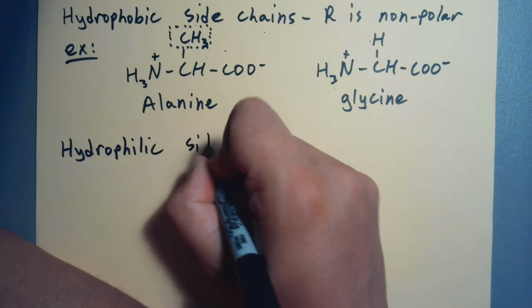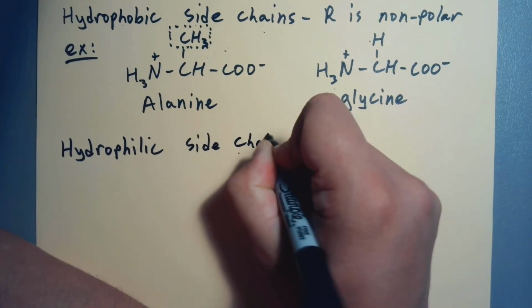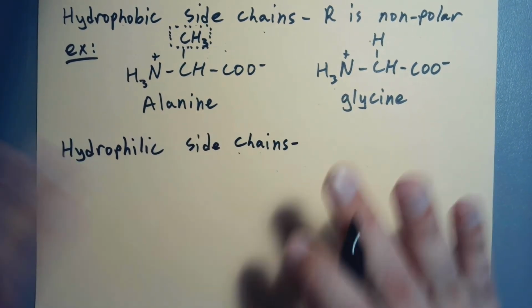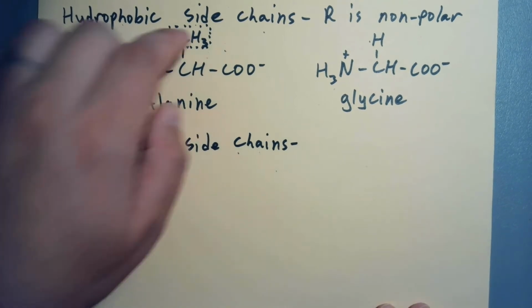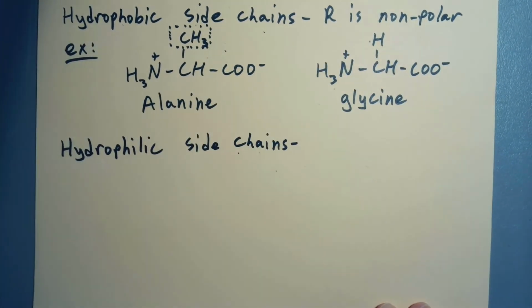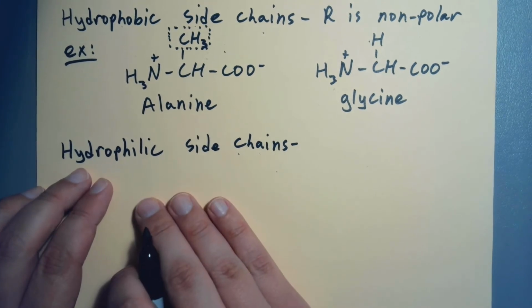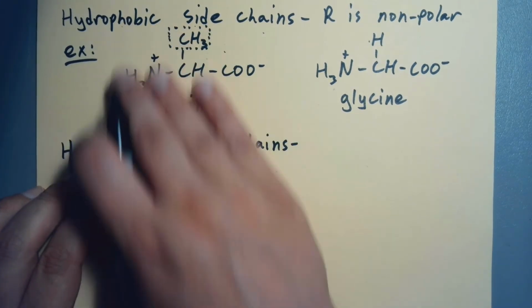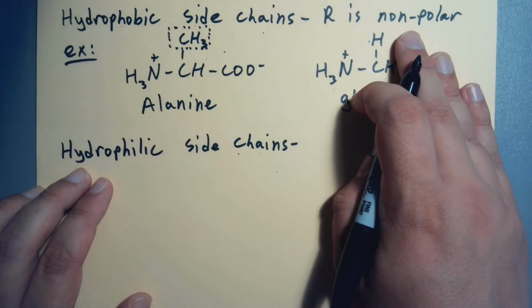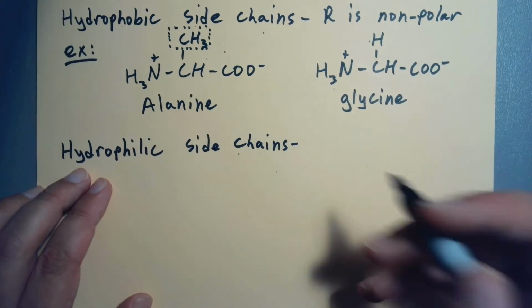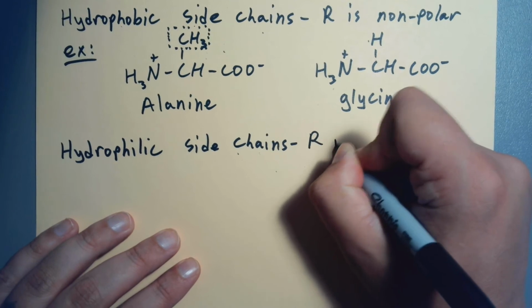So we can have hydrophobic side chains. Now we're going to talk about hydrophilic side chains. Let's take a second, let's pause. If a hydrophobic side chain has a nonpolar side chain, if R is nonpolar, what do you think that means for hydrophilic side chains? What's going to be the opposite of nonpolar? Yeah, so we're going to have a polar side chain.